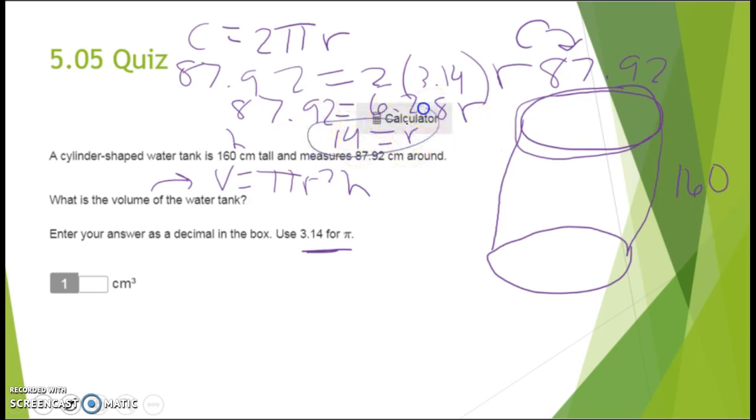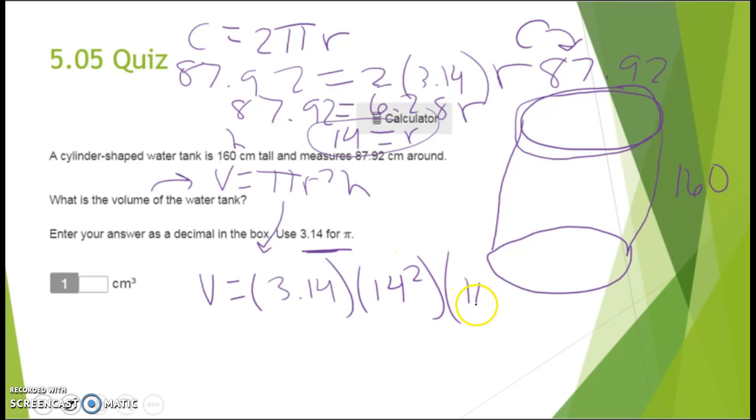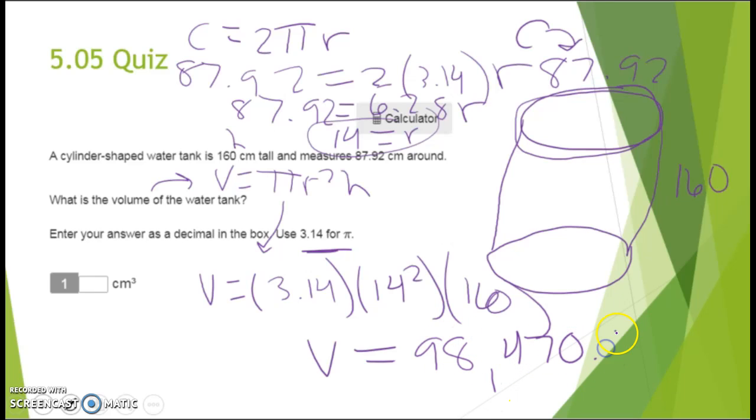Now we just plug in. Volume is equal to, and instead of pi, we're going to use 3.14 because they tell us to, times r squared, so r was 14 squared, times the height of 160. So let's put it in the calculator. 3.14 times 14 squared times 160, and you will get volume is equal to 98,470.4. It's going to be pretty large, which makes sense because look at the numbers that we're dealing with there. So there's your volume.